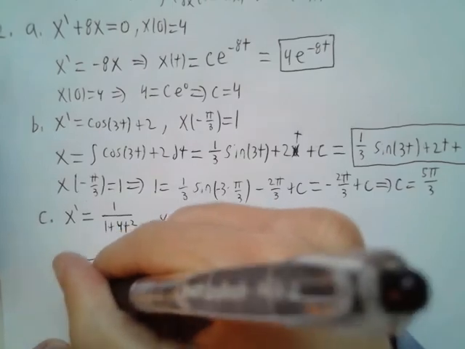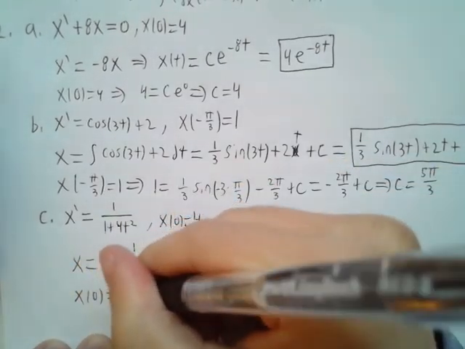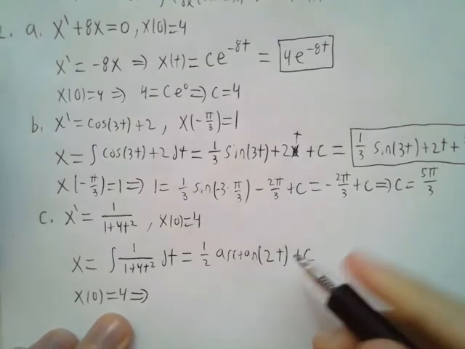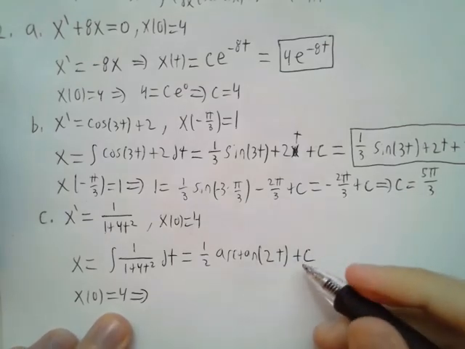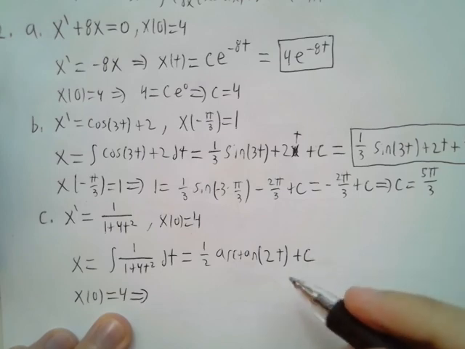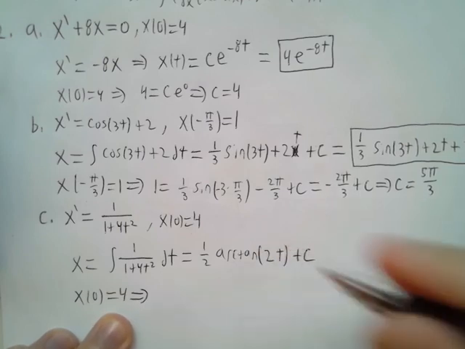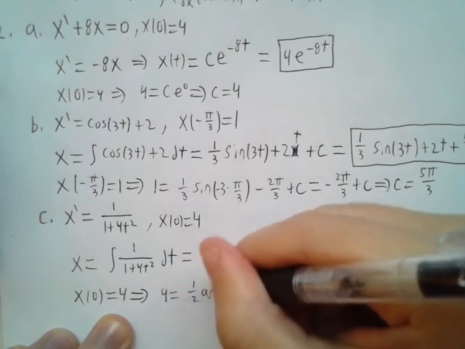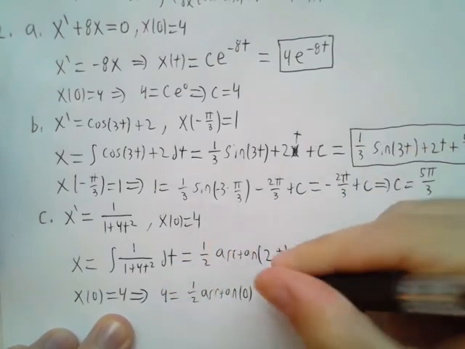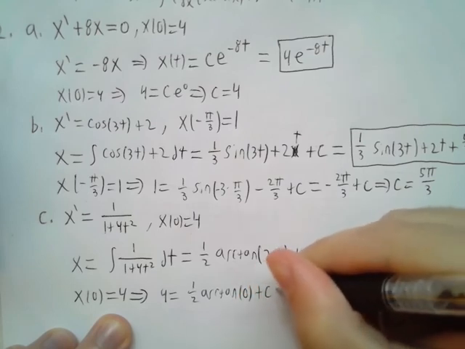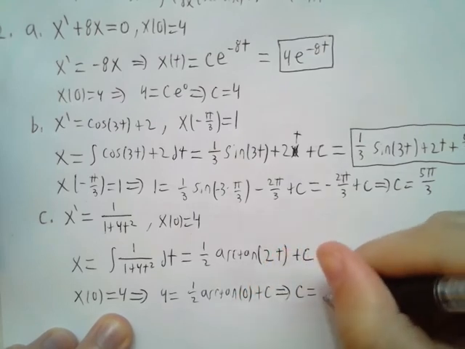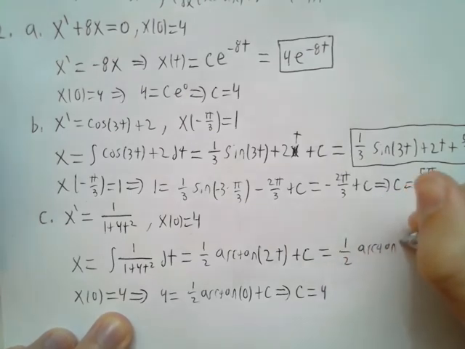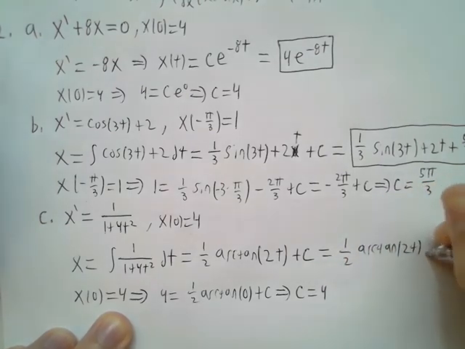So now x of 0 equals 4. This tells us that 1/2 arctan of 0 plus c is equal to 4. But arctan of 0 is equal to 0. And so because of that, we just get that c is equal to 4. And our solution is 1/2 arctan of 2t plus 4.